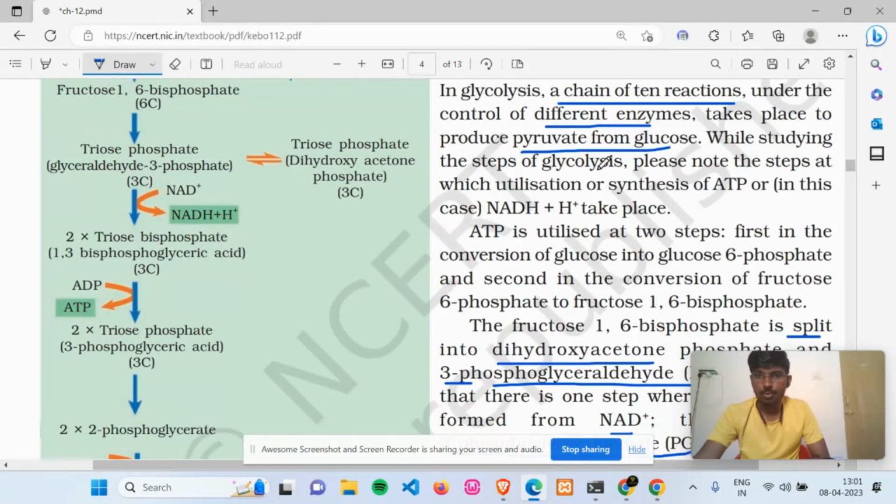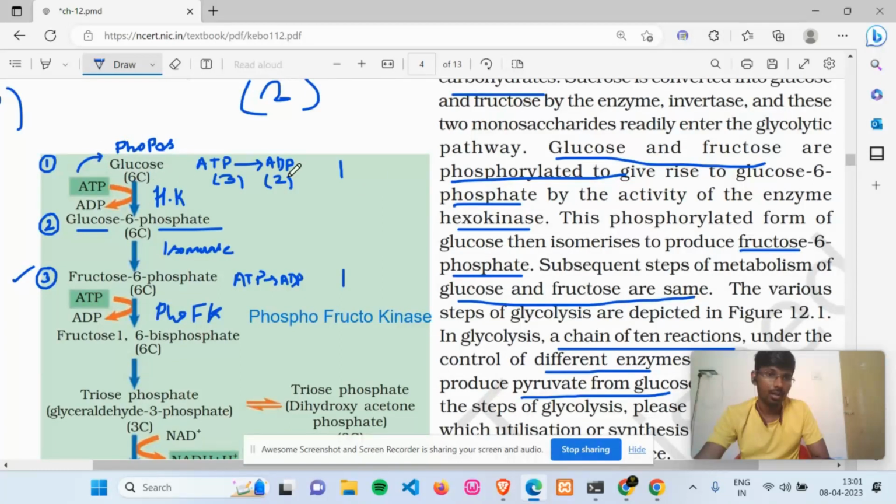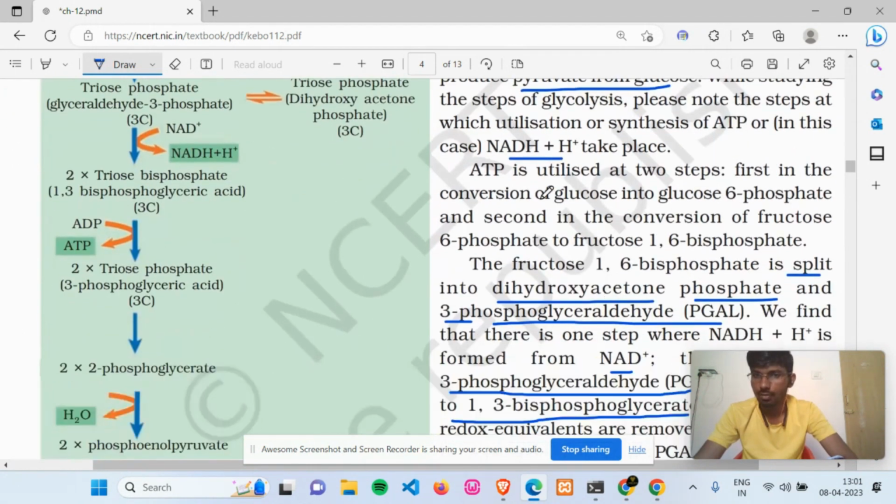While studying the steps of glycolysis, please note the steps at which utilization or synthesis of ATP or NADH takes place. That is, at which step the NAD and the ATP are used, we have to note it. In the first step, ATP is getting consumed, and in the third step, ATP is getting consumed. Where NADH is formed should also be noted. Till now we did not encounter any NADH. In future it will be encountered. So ATP is utilized at two steps, the first step and the third step.